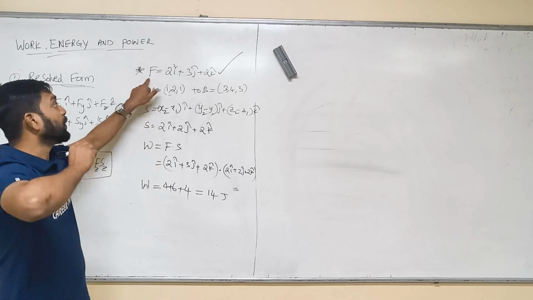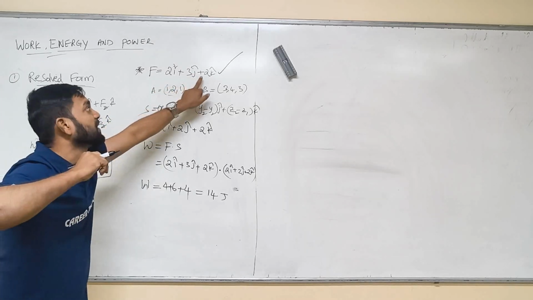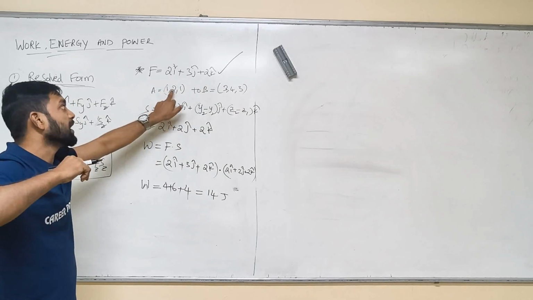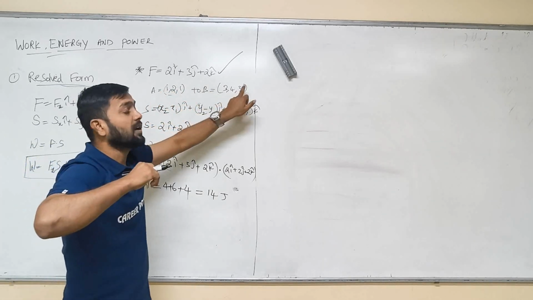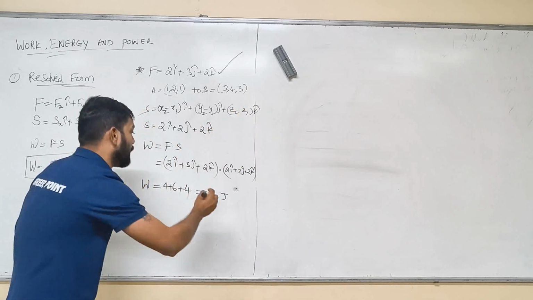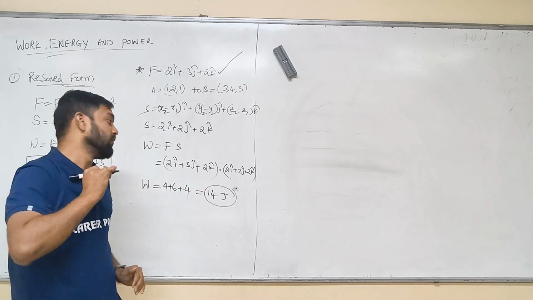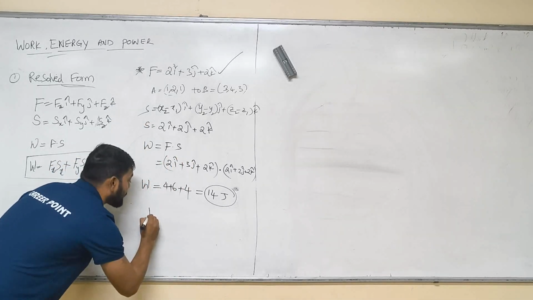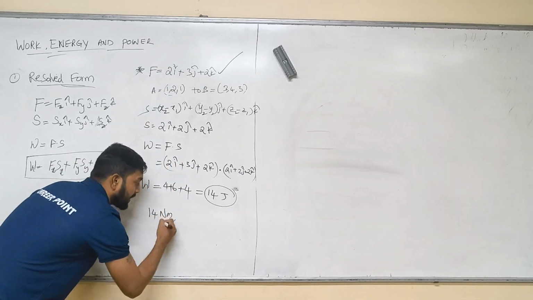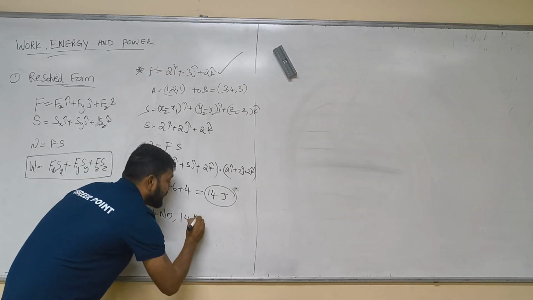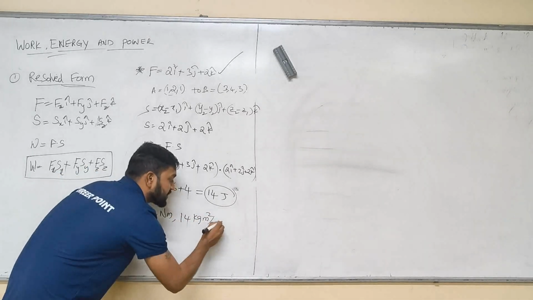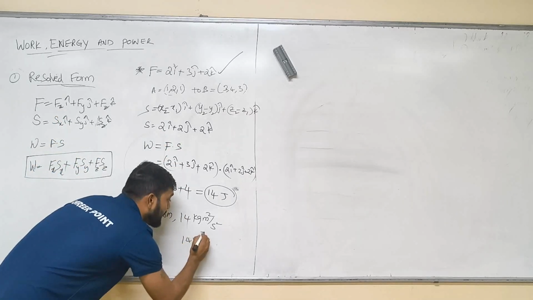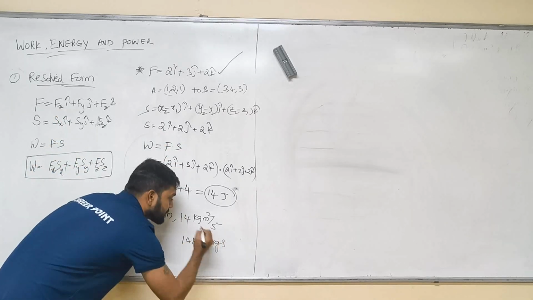So when a force 2 i cap plus 3 j cap plus 2 k cap is applied to the body from 1, 2, 1 to 3, 4, 3, the work done will be equal to 14 joules. So this 14 joules can be written in the form of 14 Newton meter or 14 kg meter square per second square. Okay, or we can also write it in the form of 14 into 10 to the power 7 ergs.